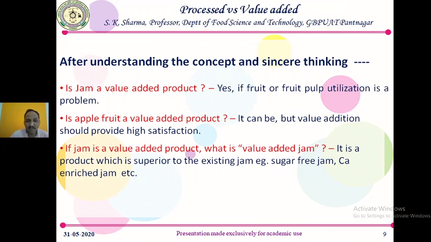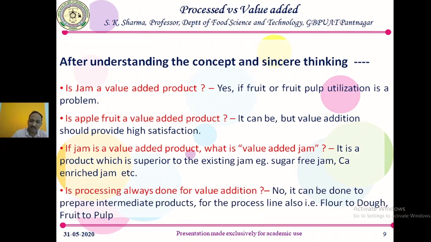Next question was, if jam is a value added product, what is value added jam? As I have already said, if you have to enhance the value of the existing product, we have to give a product which is superior to what is existing. Jam is already existing. If I prepare a jam which is suitable for diabetic people, it will be value added jam. If I prepare a jam which is calcium enriched or vitamin enriched, that will be a value added jam. In that way those products are defined. So what is to be utilized, and the nomenclature will depend upon that. What is the problem, and is the issue being resolved by our intervention? That is how value addition is.